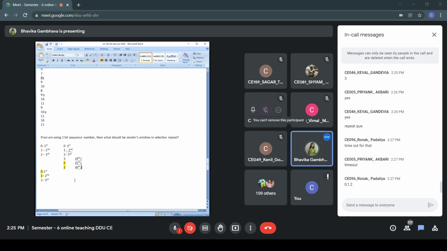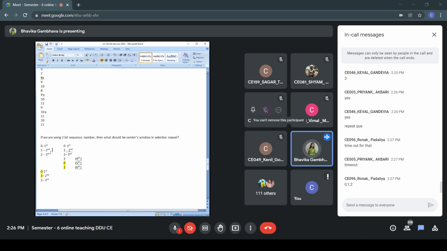So what do you think we should use for a 2-bit sequence number? If I use only 1, if I use sender's window only 1, will it work? If the sender's window is kept only 1 and receiver's window is only 1, then will it be reliable? Yes, it will be. But that will be just like stop and wait protocol. There will be no advantage of selective repeat protocol. Can I go for 2?